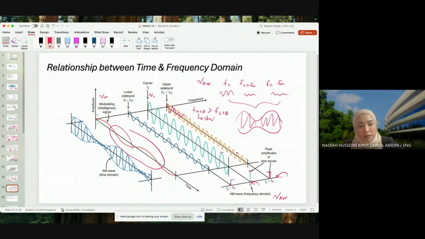In the time domain, you will see this guy. Very hard to understand. In the frequency domain, it's easier. It's just a bunch of sticks. Just easier for us as engineers. Okay, moving on. If anyone has any questions, feel free to ask.